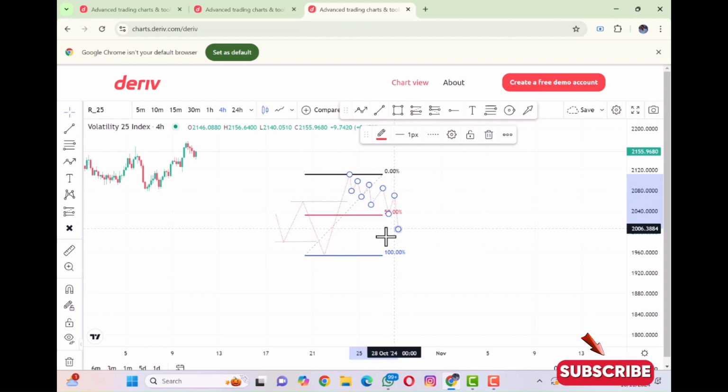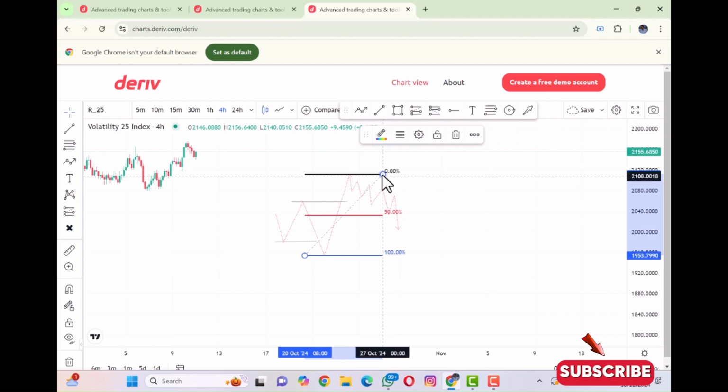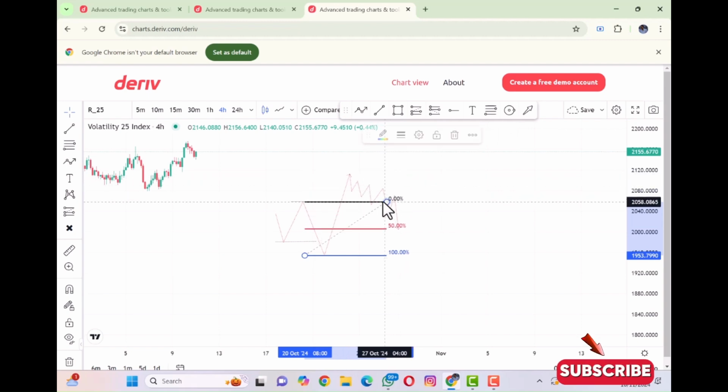The next one is: where exactly should I look out for my entry? So you want to drag your fib to this point where this break of structure occurs, and you have a new 50% above and below.